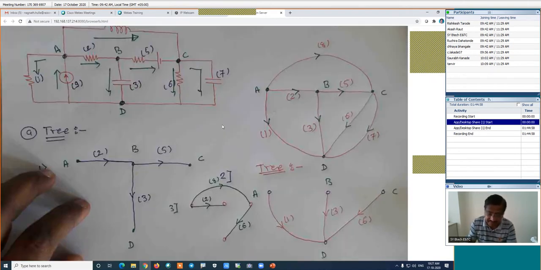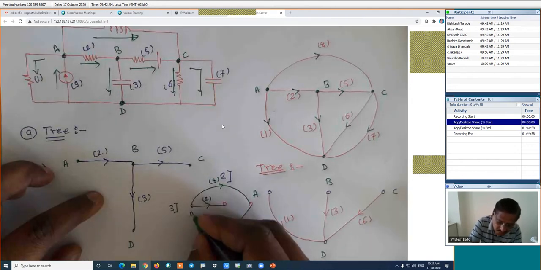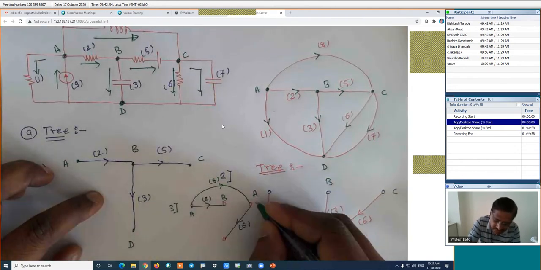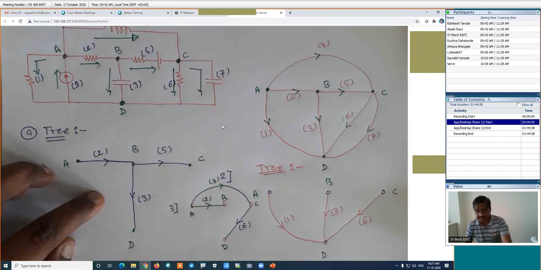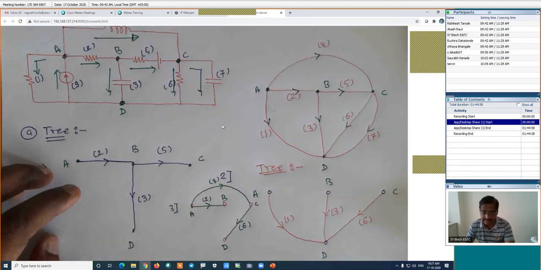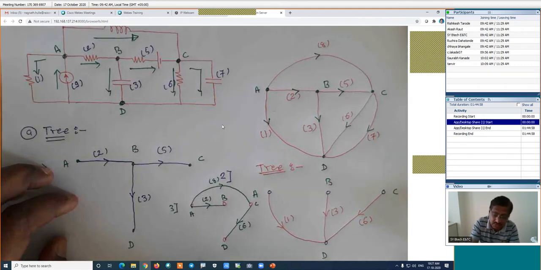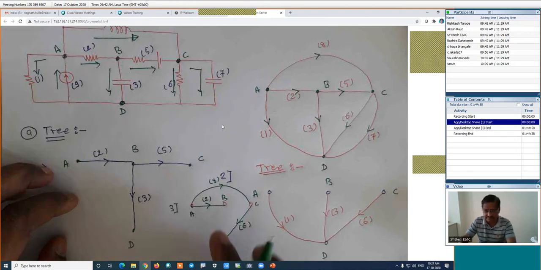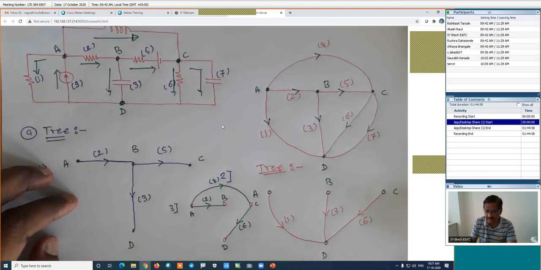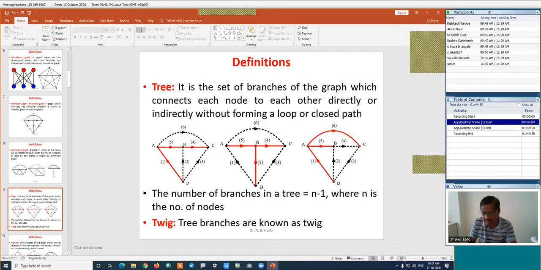Now look, in this case, this is node A, this is node B, this is node C, and this is node D. All the nodes are connected to each other directly or indirectly without forming a loop. There is no formation of a loop. That's why this is also a tree for the given graph. Now I will come back to the slides and discuss this particular point.